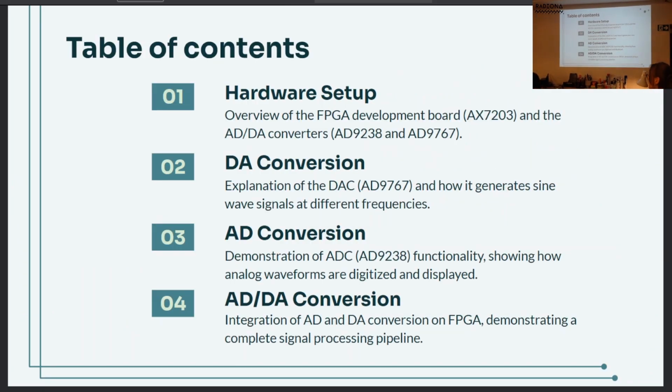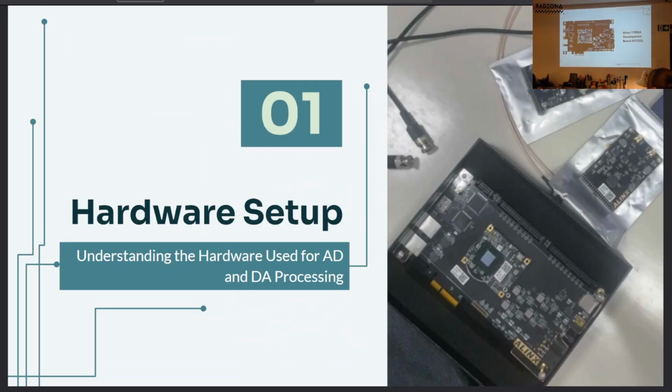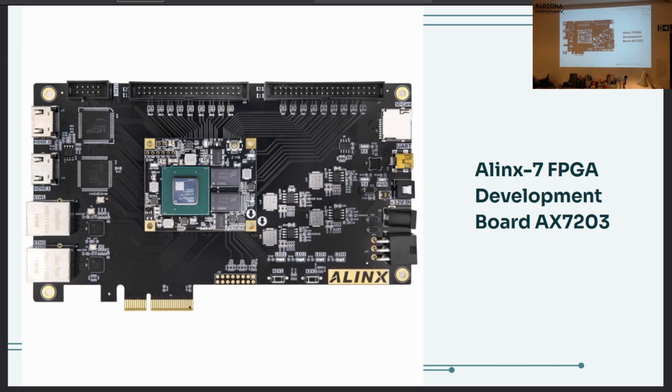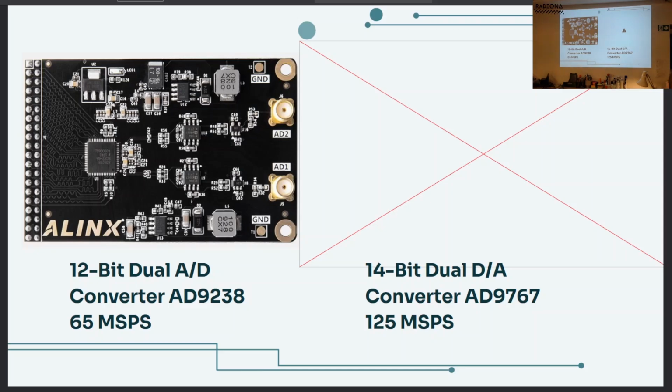This is a table overview of what we'll cover. Tarek already explained some of the hardware setup which we use. The core of the system is the Alinx 7 FPGA development board, which operates at a clock frequency of 200 megahertz, and we use a 12-bit dual AD converter, which has 65 million samples per second, and a 14-bit dual DA converter, which has 125 million samples per second. This difference in sampling rate will cause some distortion in signals.